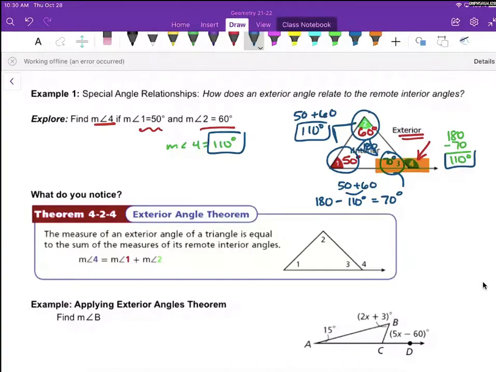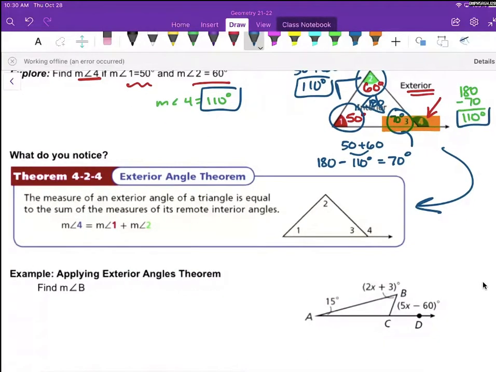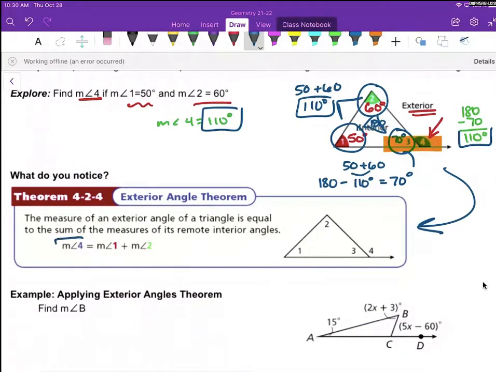That actually is something called the exterior angle theorem. It says if you want to find an exterior angle, like angle 4, you can just add the two angles that are not touching angle 4. They're called remote interior angles. So angle 1 and angle 2 are the remote interior angles, basically the two angles that don't touch angle 4. And if you add them together, you'll always get angle 4.